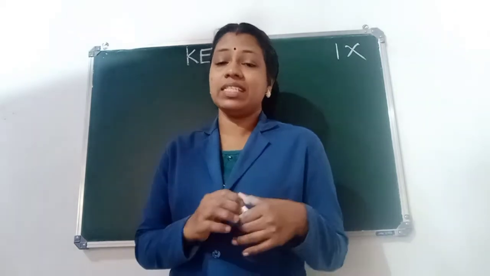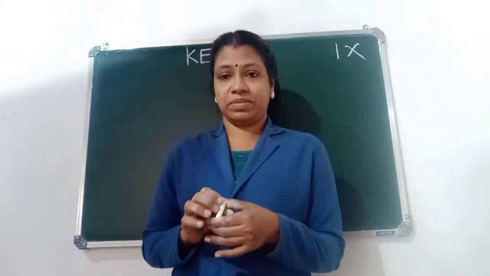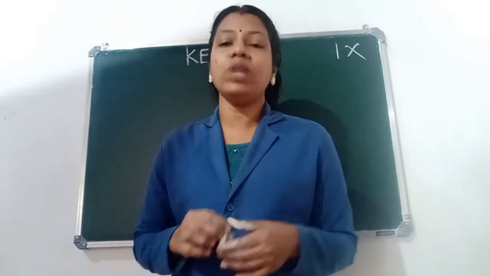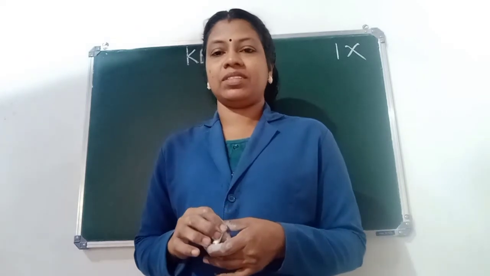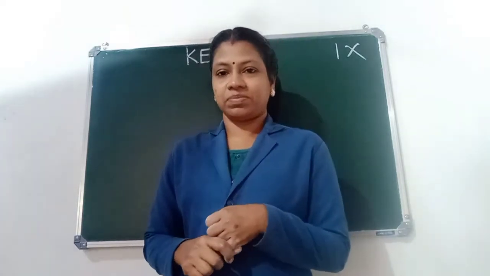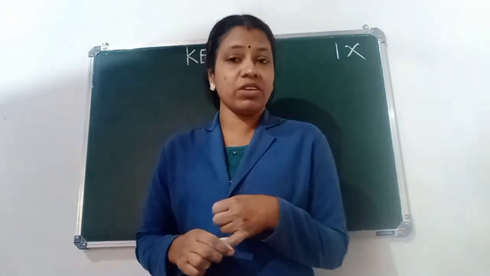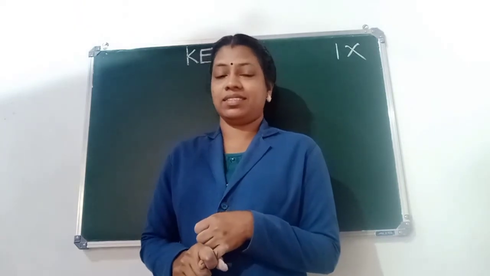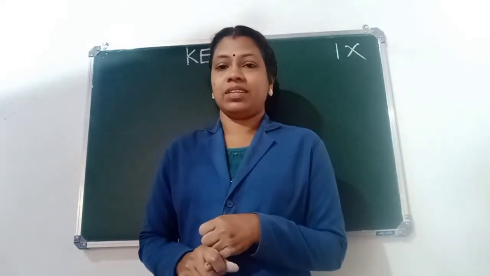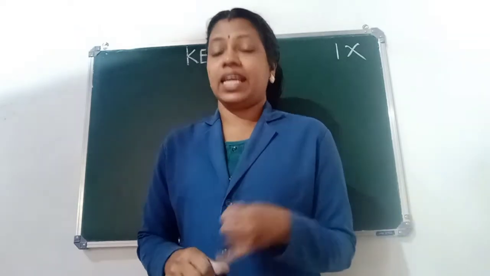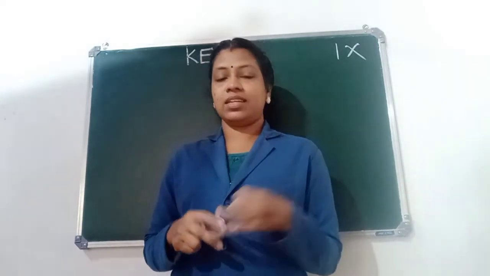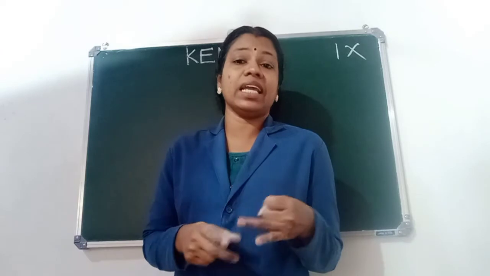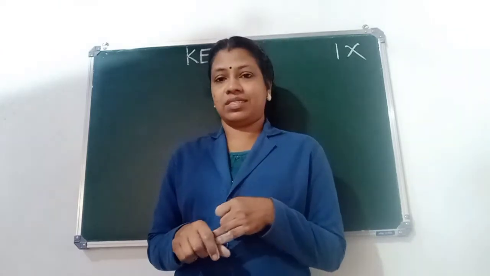We discussed many properties and theorems. Let us summarize what we have learned in this chapter. First property: equal chords of a circle subtend equal angles at the center. Now the second one: there is one and only one circle passing through three non-collinear points.